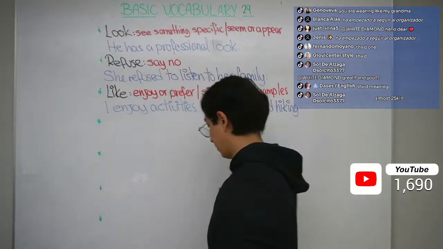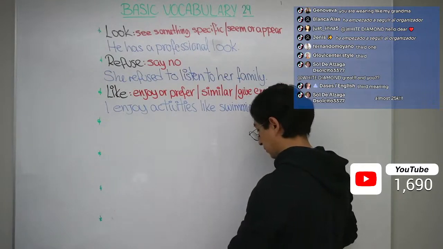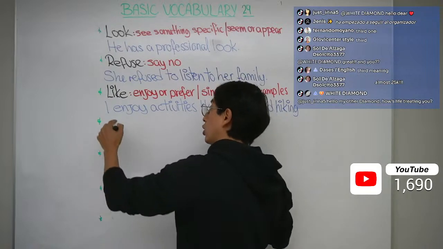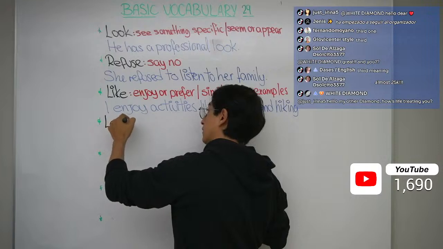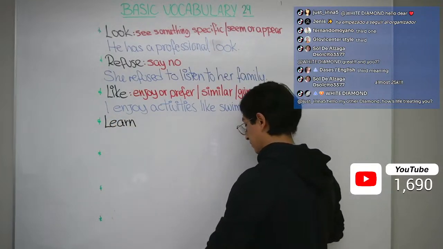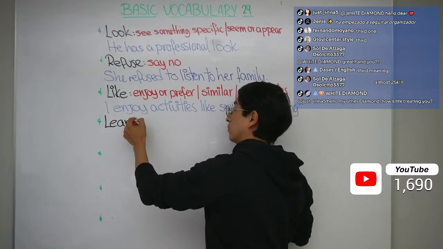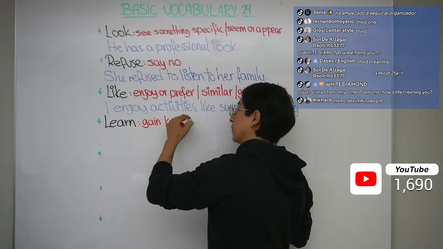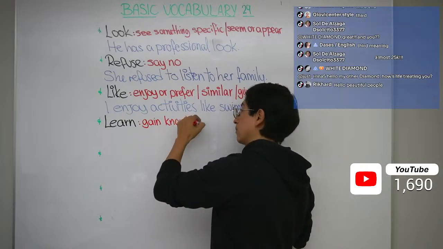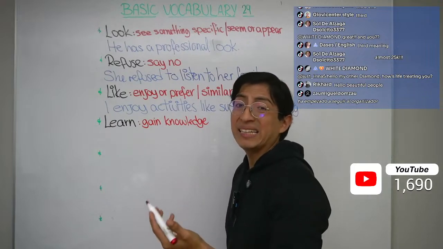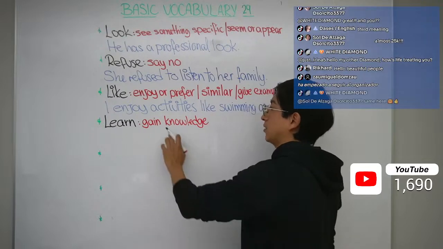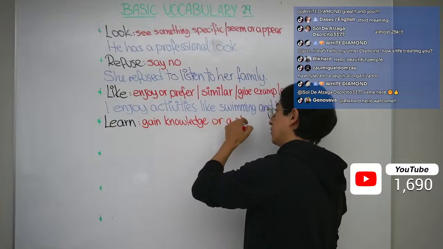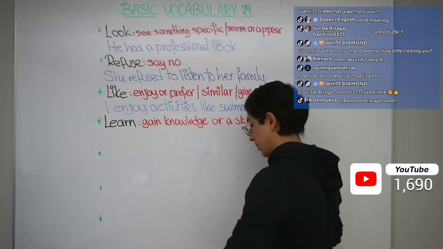Okay, let's continue with this part. Okay, guys, the next word is learn. When do we use learn? Well, this is when we gain knowledge, or an ability, or a skill. Yes, very good. That is to gain knowledge.